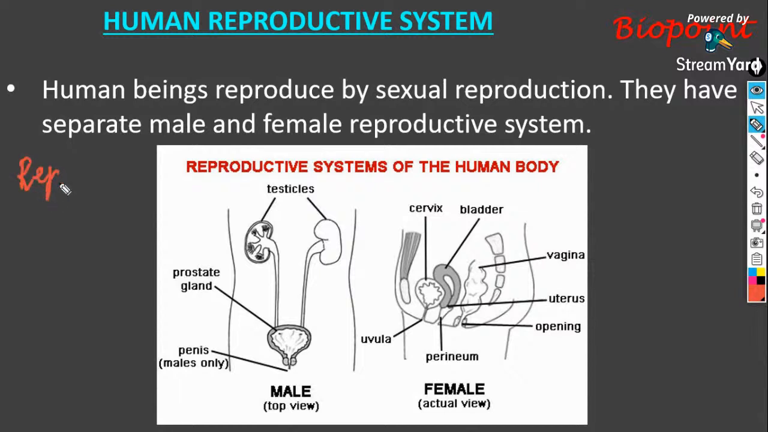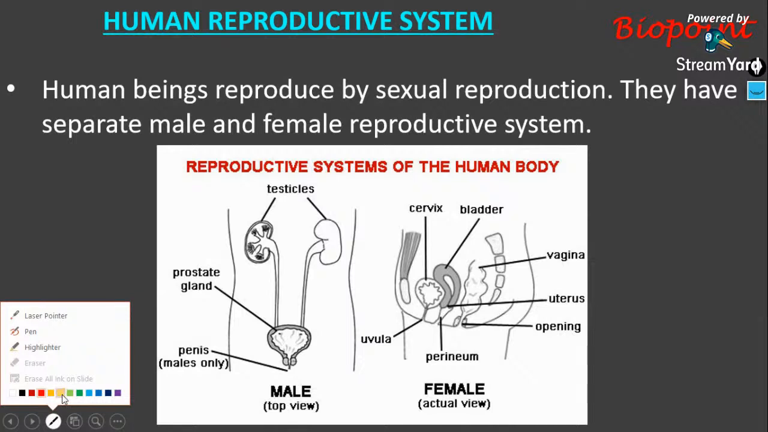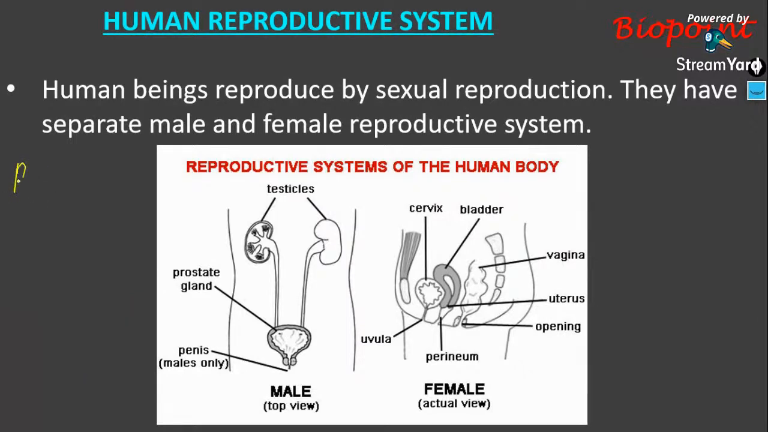Reproduction can be mainly divided into dash and dash. Tell me. Reproduction is of two types. What are they? Right from our lower classes itself, we have been studying that reproduction can be of two types. What are they?